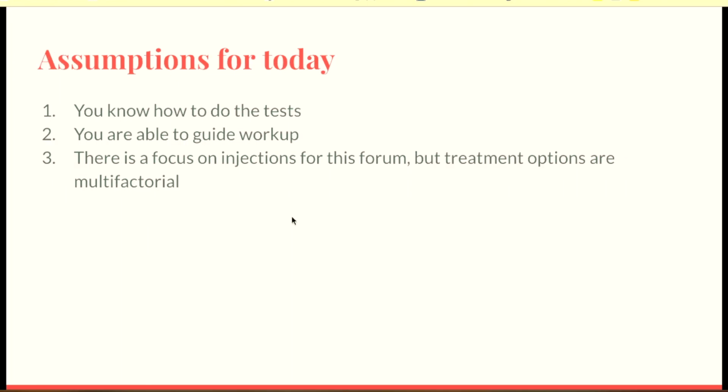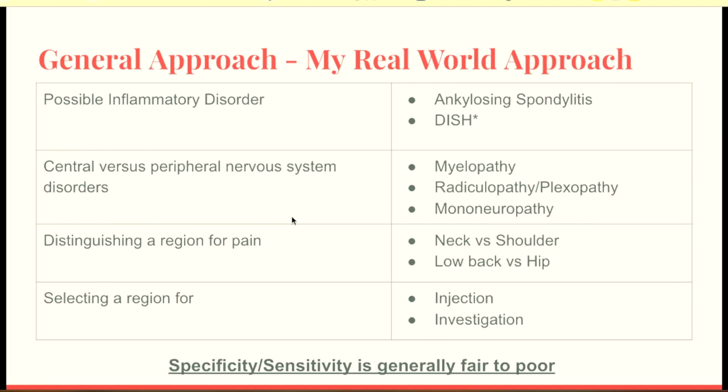I'm also going to assume that you know how to do the tests that I'll be presenting today, and that once you've done the tests and we're able to consolidate the information, that you're able to guide the workup. I also want to point out that while this course is specifically looking at selecting patients for injections, there's many ways to treat pain from these various regions that turn out to be mechanical and or neurologic in origin.